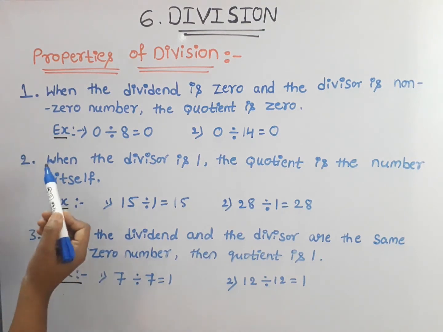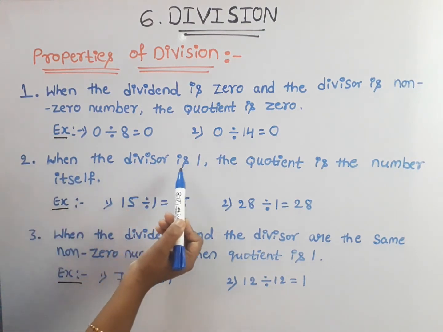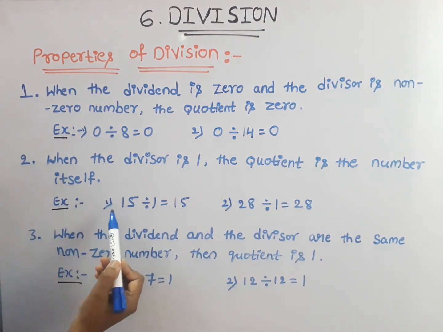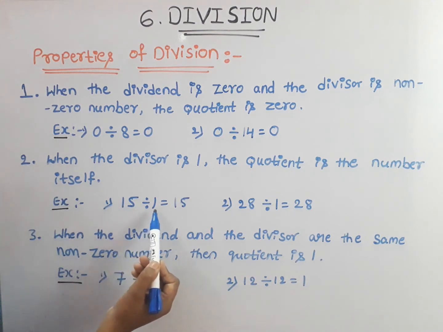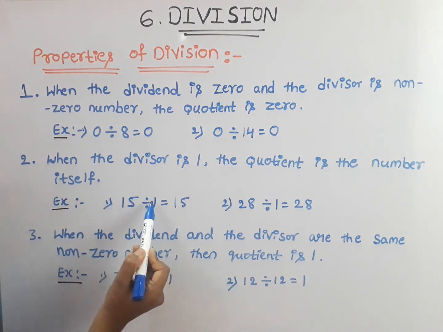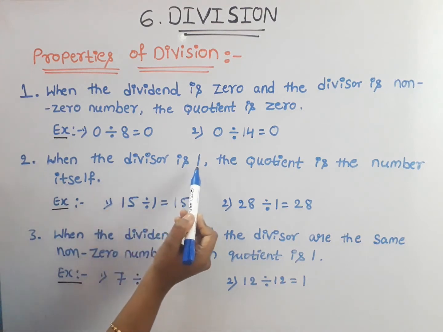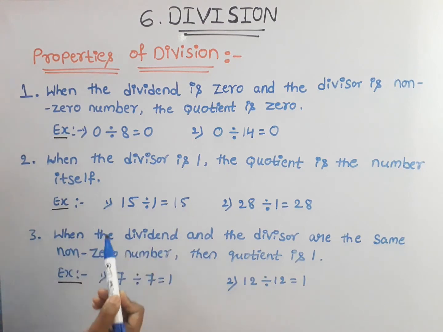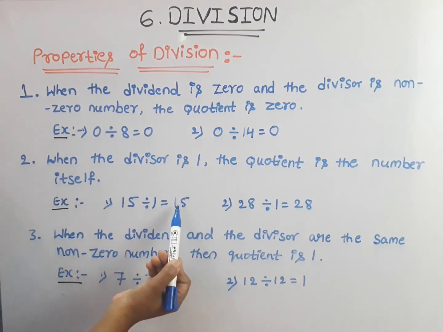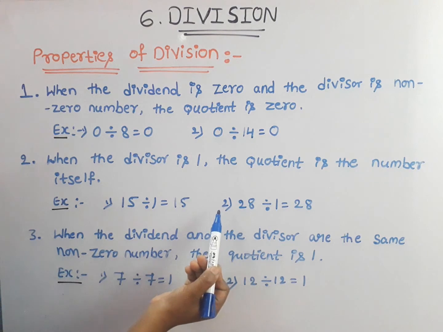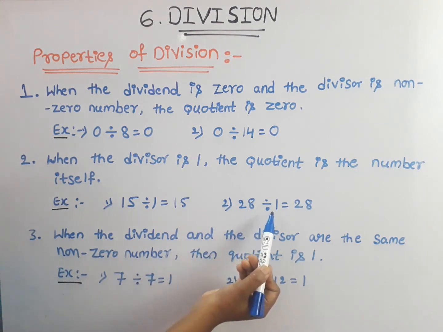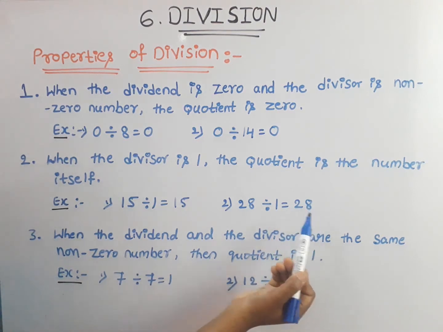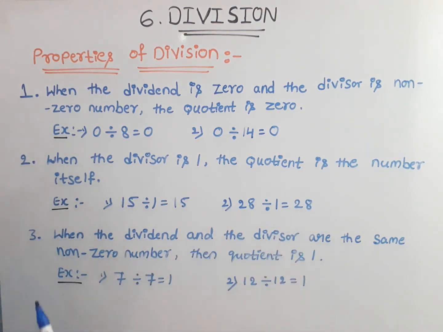The second property: when the divisor is 1, the quotient is the number itself. Let us take one example. In the first one, 15 divided by 1. 15 is the dividend and 1 is the divisor. When the divisor is 1, the quotient is the number itself, that means the dividend itself. So 15 divided by 1 is equal to 15. Similarly in the second example, 28 divided by 1 is equal to 28. The quotient is the number itself, or the dividend itself.